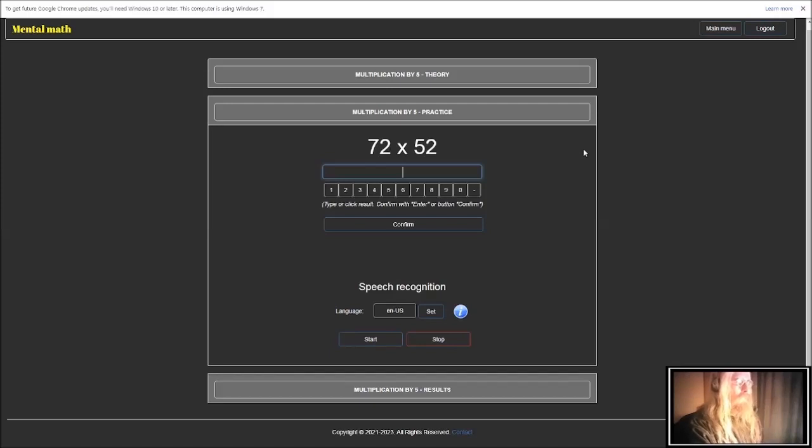72 multiplied by 50 would be 3600, but we have to add 144 more because we are multiplying by 52, not by 50. So our result is 3744.